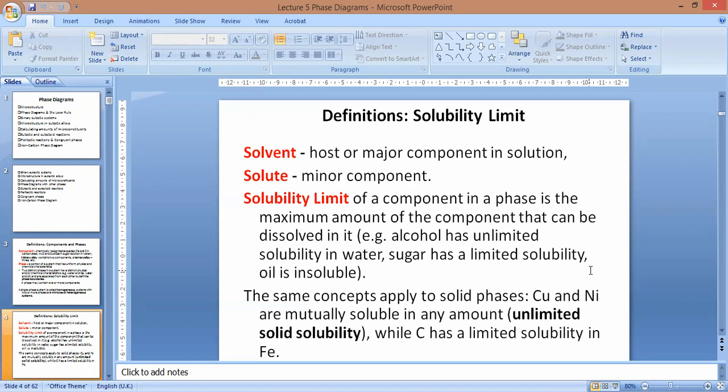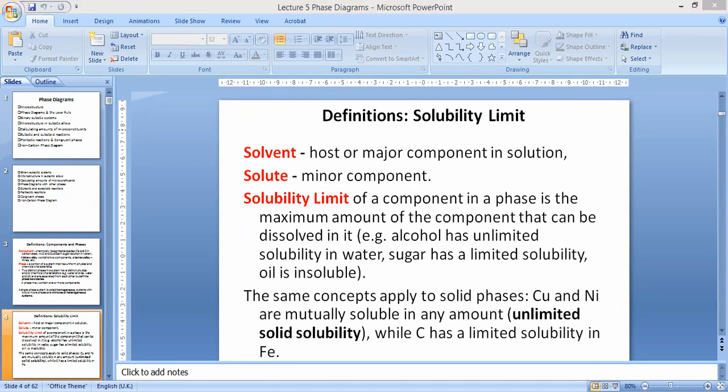Alcohol has unlimited solubility in water. So alcohol can dissolve and dissolve. You can pour and pour, and it will still go through. While sugar has a limited solubility, like I said, it only dissolves in water up to a limit. Now, what do we know about water and oil? We know that oil is insoluble in water.